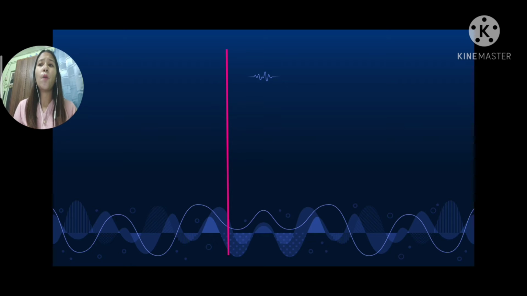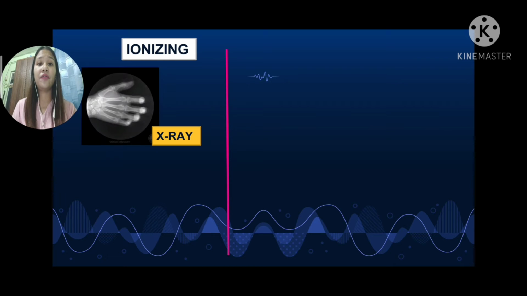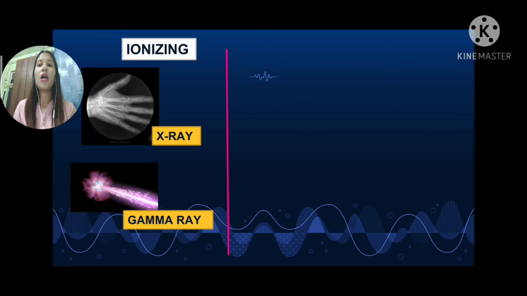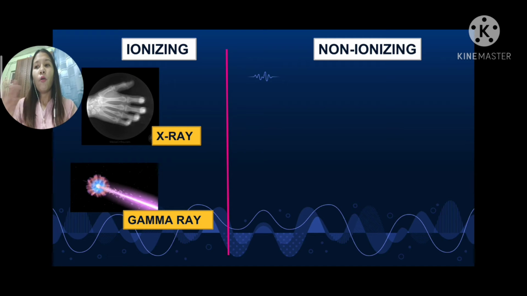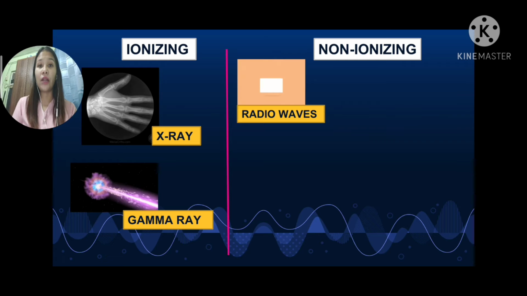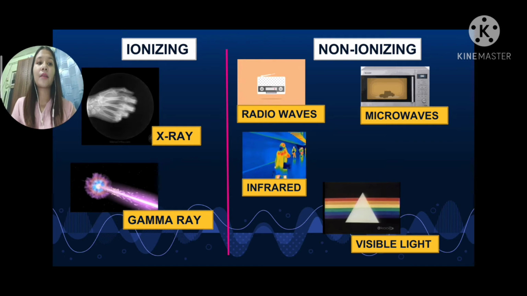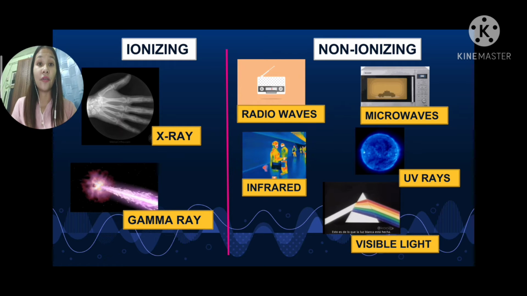Electromagnetic waves with more energy are classified as ionizing radiation. Examples of this are X-rays and gamma rays. While electromagnetic waves with less energy are classified as non-ionizing radiation, examples of which are radio waves, microwaves, infrared, visible light, and the UV rays.